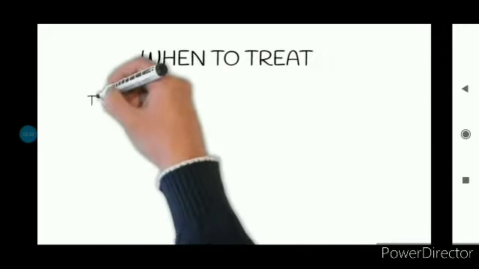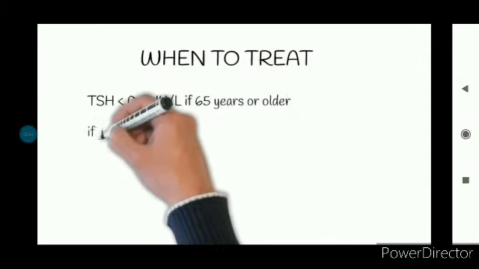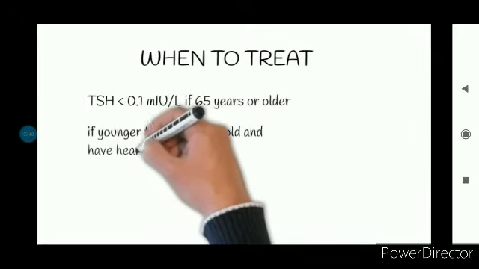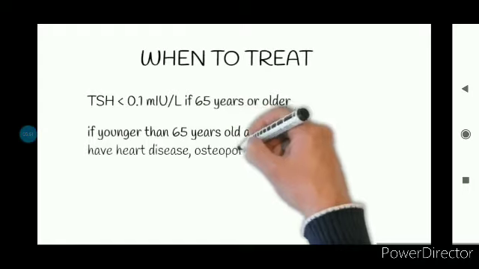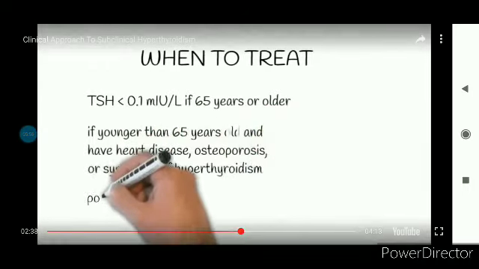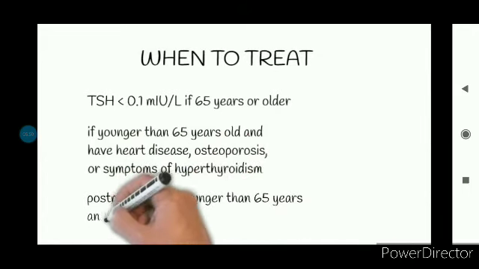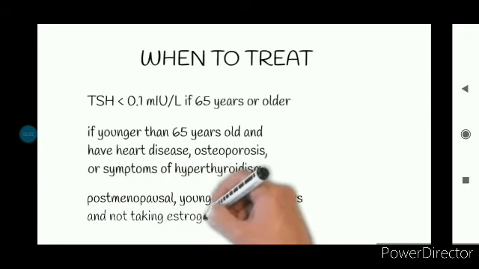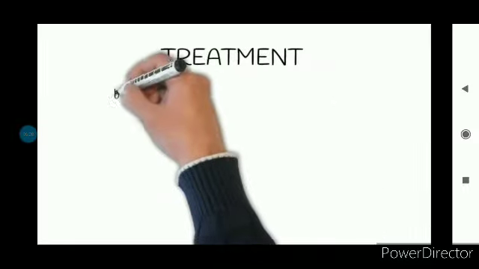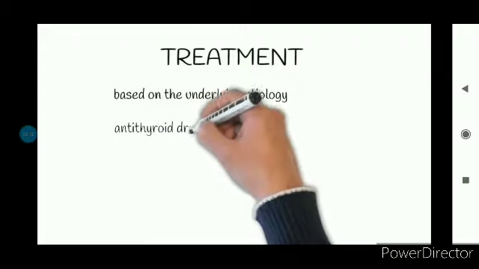When to consider treatment. Current guidelines recommend treating patients with TSH levels persistently less than 0.1 milli-IU per liter if they are 65 years or older. If they are younger than 65 years and have heart disease, osteoporosis, or symptoms of hypothyroidism, or if they are postmenopausal, younger than 65 years, and not taking estrogen or bisphosphonates. Treatment should be based on the underlying etiology of subclinical hypothyroidism.